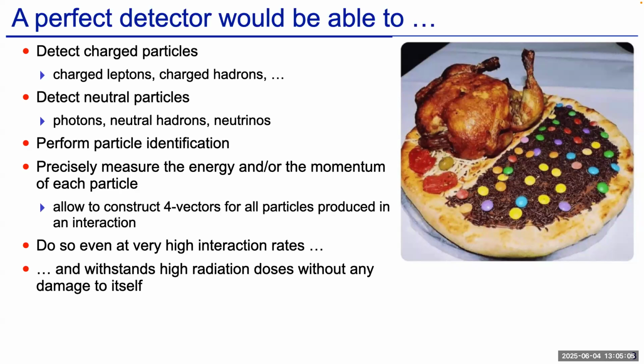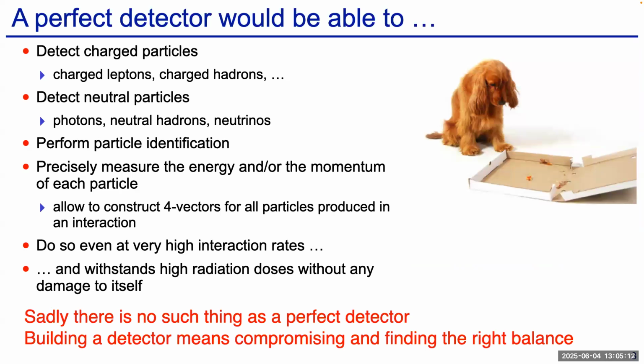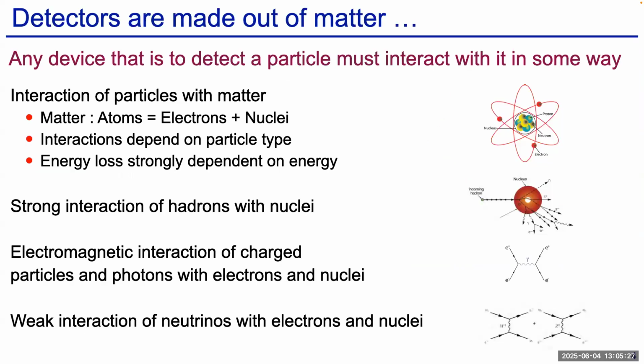And unfortunately, a thing like this, while a pizza can have all the different ingredients you can imagine, it won't work with the detector. Building detectors is unfortunately very much about compromising. And this is a little bit what I will try to explain to you, where we are making these compromises. So detectors are made out of matter.